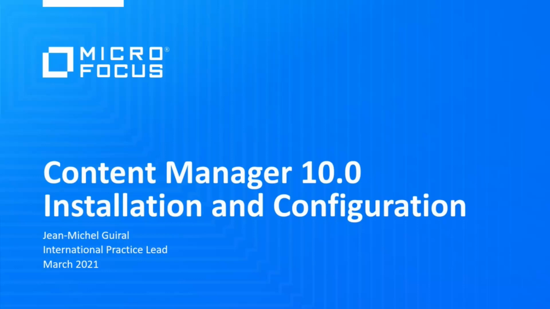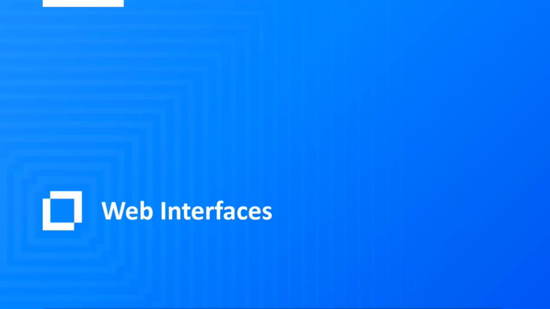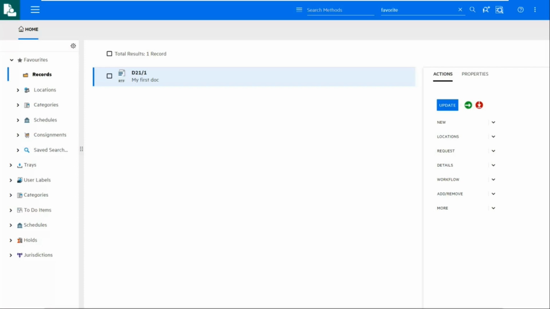Welcome to this series of videos on Micro Focus Content Manager, an overview of the installation and configuration. We previously saw how to install the core components of Content Manager. In this episode, we are going to install the web interface of Content Manager, or should I say the web interfaces, as there are several access points available in that sense. So we want to reach this kind of interface, and that's our goal for this video.